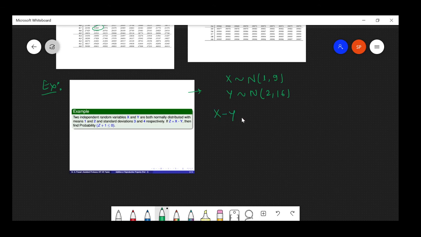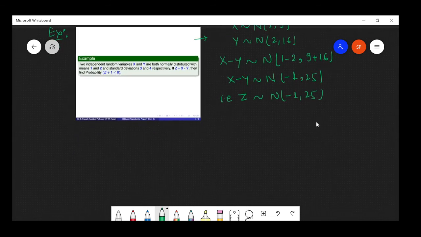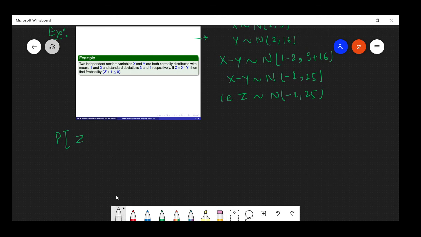Then X minus Y follows the normal distribution with mu 1 minus mu 2, that is 1 minus 2, and variance 9 plus 16. So X minus Y follows the normal distribution with parameters minus 1 and 25. Now we write Z follows the normal distribution N(minus 1, 25). According to the question, the probability of Z plus 1 less than or equal to 0, we can write as the probability of Z less than or equal to minus 1.